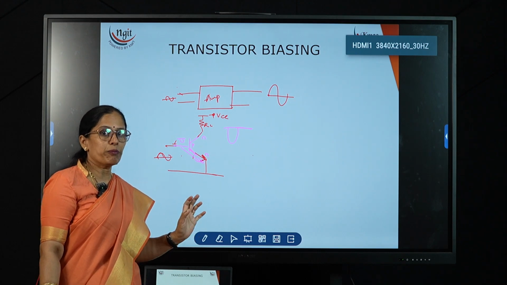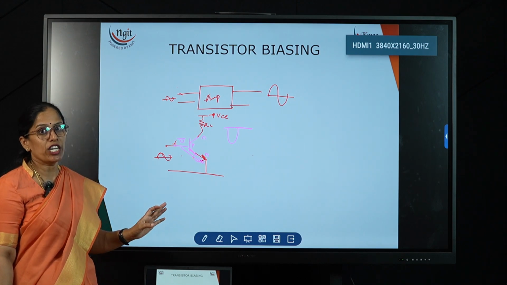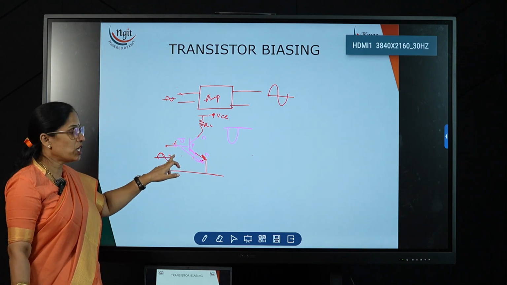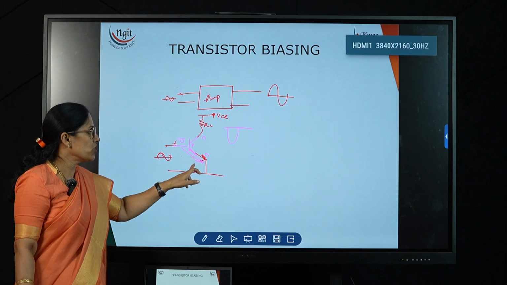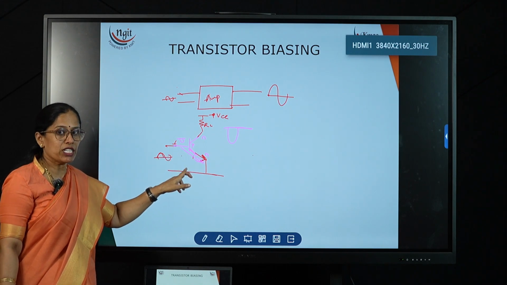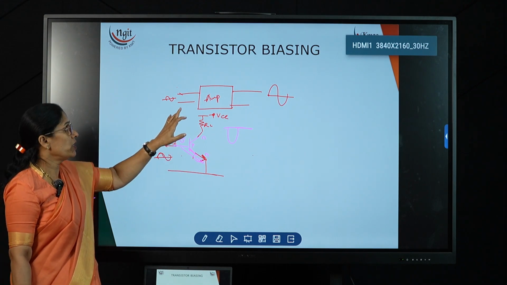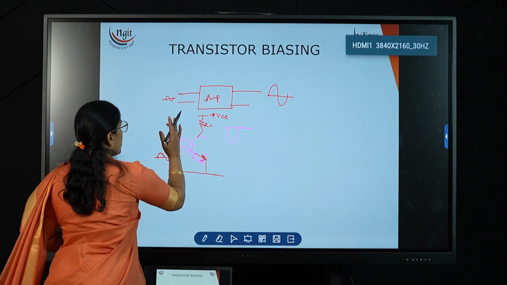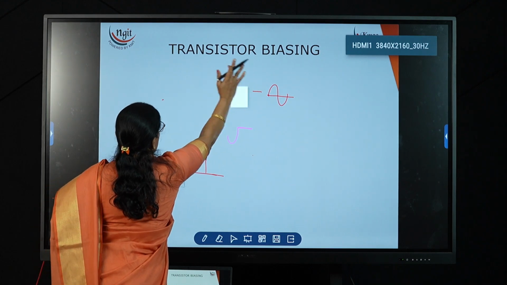So to get the complete signal with the amplification, we need to apply some DC at the base, and this DC voltage should make this junction always forward bias. That's why we need to apply the DC voltage. Applying DC is called biasing. Here we have different types of biasing.